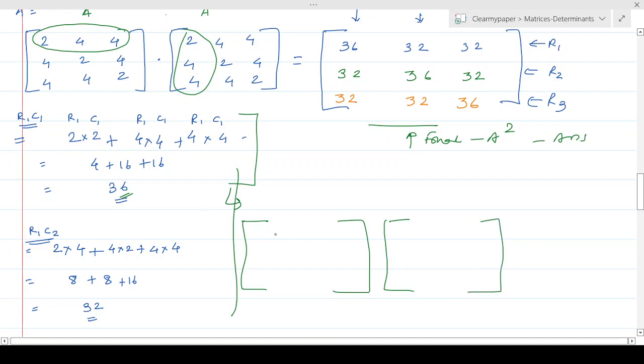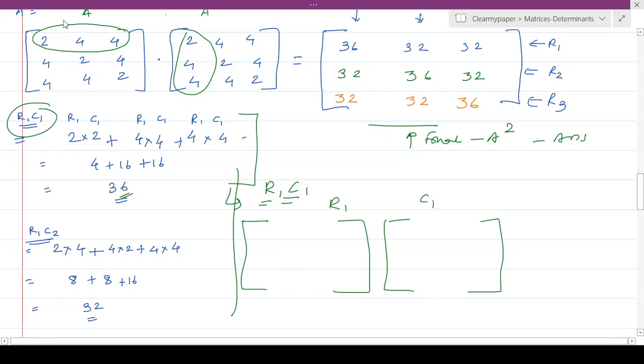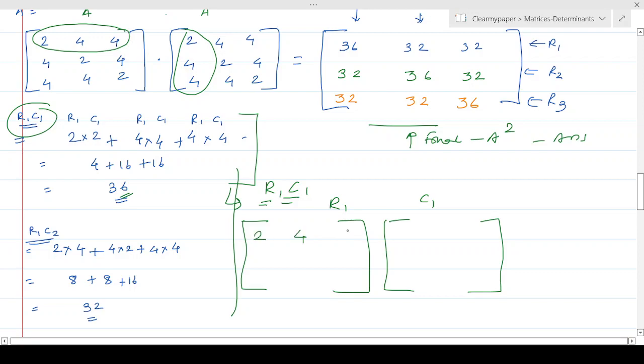If you space it apart and write it with a lot of space, the readability increases and you will not make mistakes. And I'm going to compute row 1 and column 1, right? Row 1 and column 1. Okay. So on the left matrix, I'm going to just write the row 1, and on this matrix I'm going to write the column 1. So what is the row 1? 2, 4, 4.